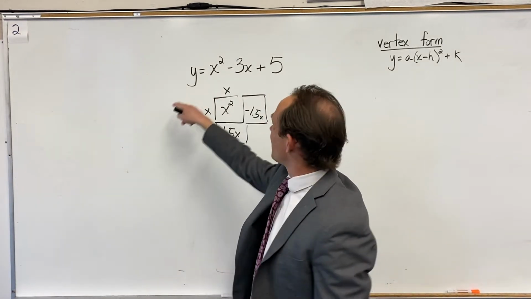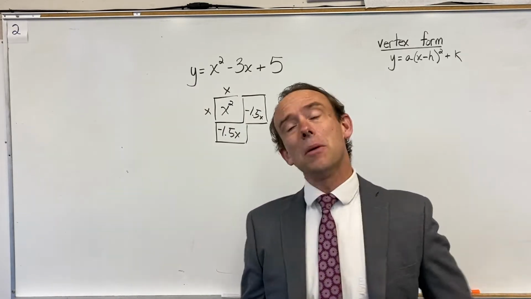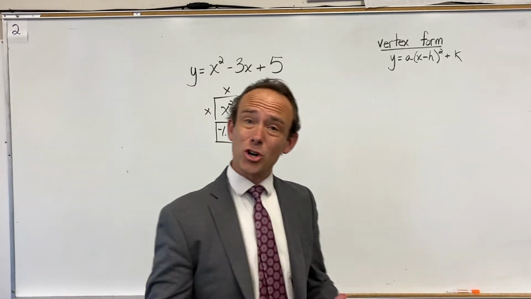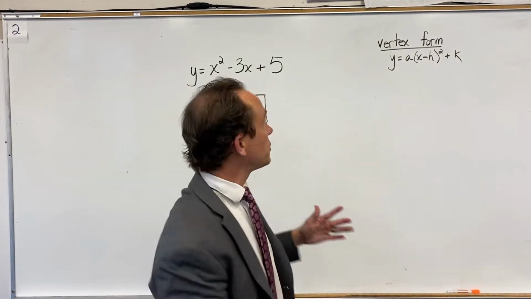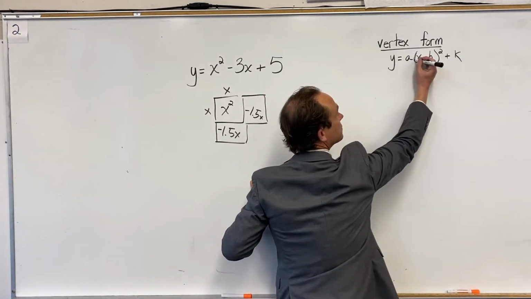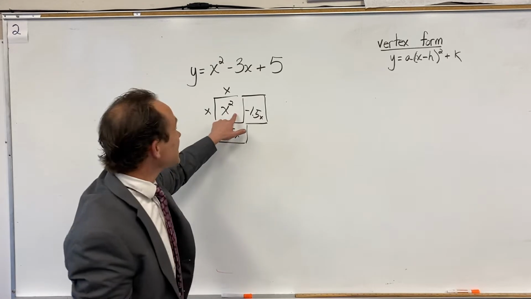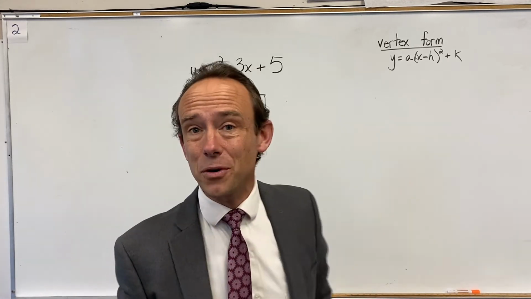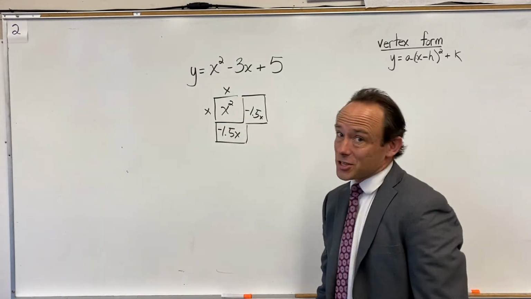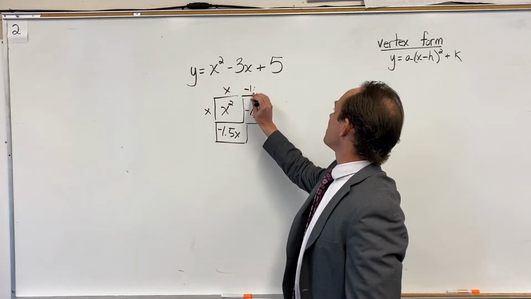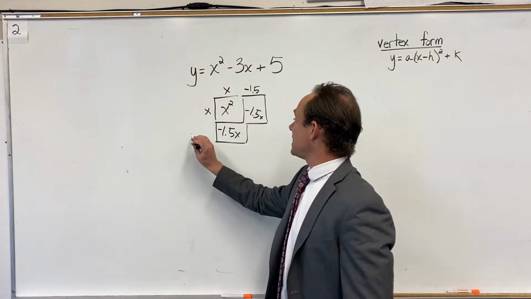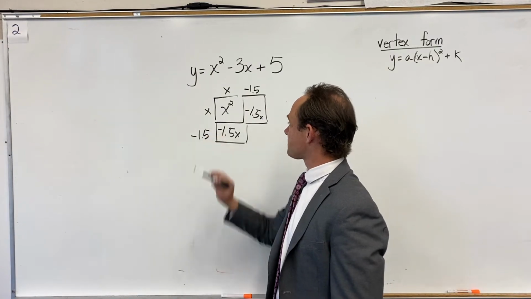You may be saying, like, when we solve, a lot of times we multiply everything by 4 to make that number even. But we can't do that if our goal is vertex form, because in vertex form, that coefficient in front of x is 1. So this has to be x squared. Can't be 4x squared. All right, so let's just deal with it. We got -1.5 and -1.5.